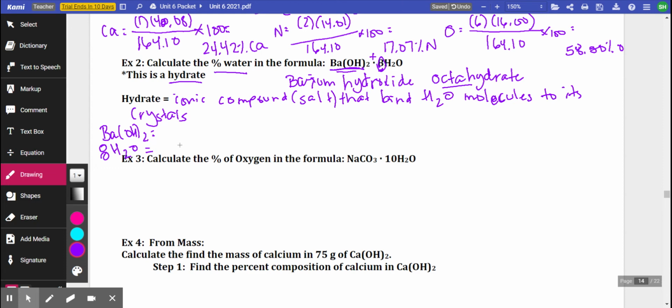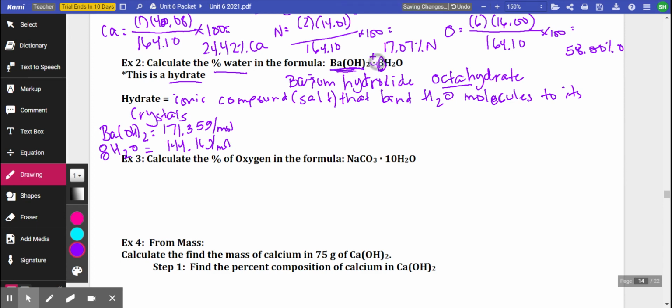Okay. So the barium hydroxide by itself weighs 171.35 grams per mole. So that's 1 barium, 2 oxygens, 2 hydrogens. Then the mass of the 8 waters, so 1 water is 18.02 grams. Multiply that by 8, we get 144.16 grams per mole. So this is barium hydroxide octahydrate.